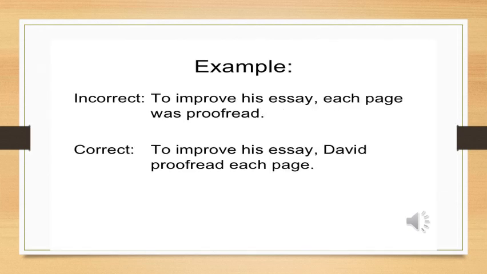The next example: to improve his essay, each page was proofread. In order to avoid the dangling modifier, we should use a subject here in the main clause by saying: to improve his essay, David or someone else proofread each page.